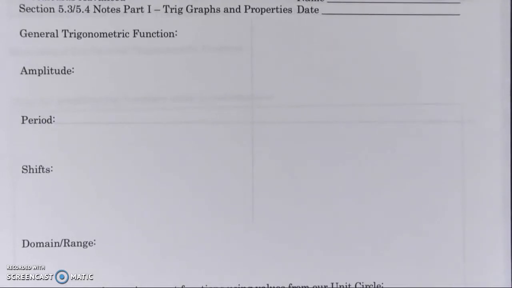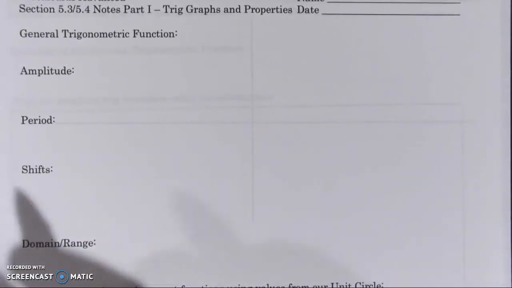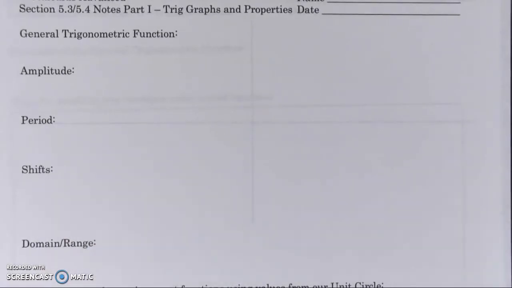Alright guys, we'll jump into our trig graphing sections, 5.3 and 5.4. Let's start by talking about the general trigonometric function, okay? There's going to be 4 variables that you're going to see here, I guess 5 if you include the x. Each one of those variables is going to represent something specific about the trig function, which we'll really get into a little bit more in our next part of notes, part 2 of the trig graphing.